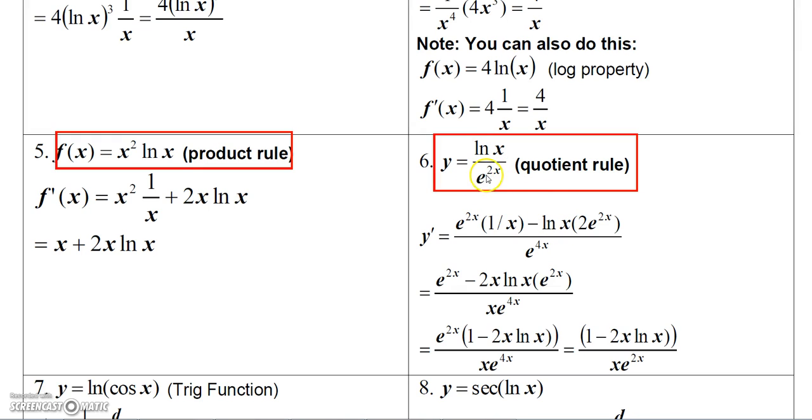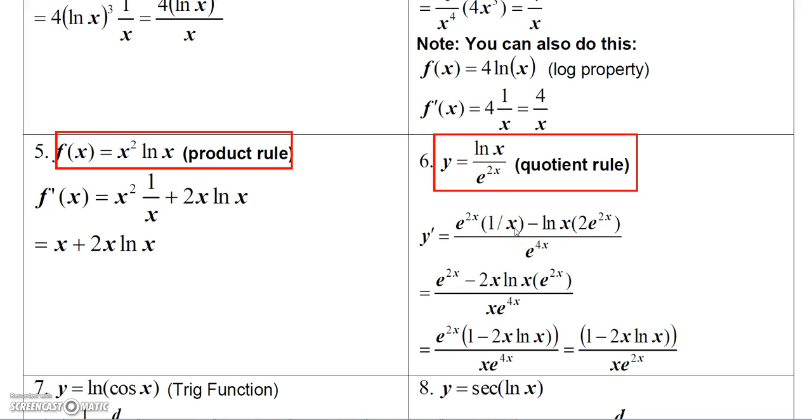Now remember, the derivative of e to the 2x is what? It's e to the 2x, and then times the derivative of 2x, which is 2. So that's where that 2 comes from. So again, the derivative of e to the 2x is e to the 2x times the derivative of 2x, which is 2.